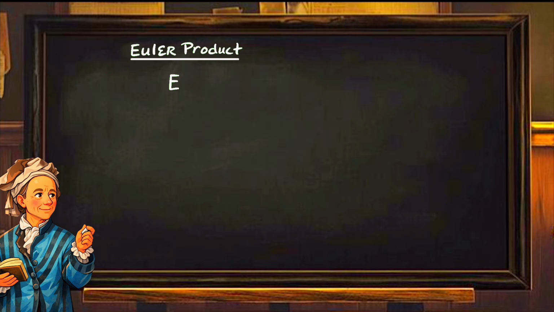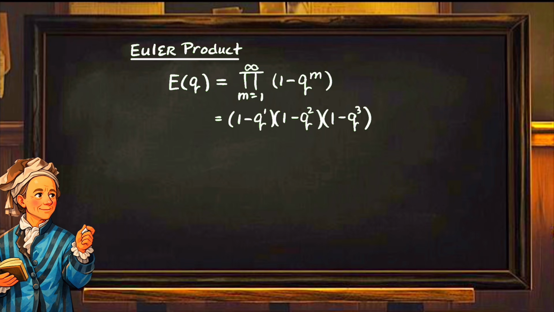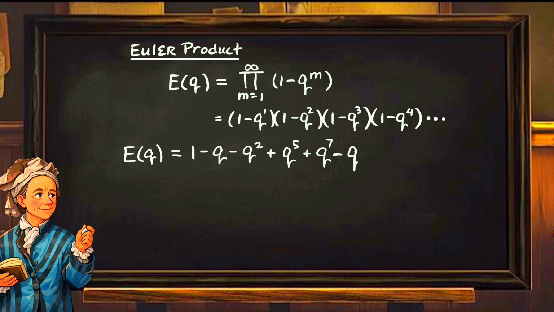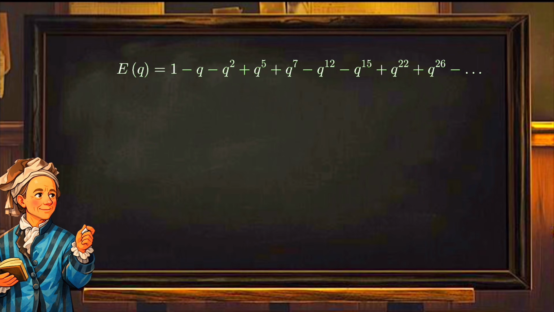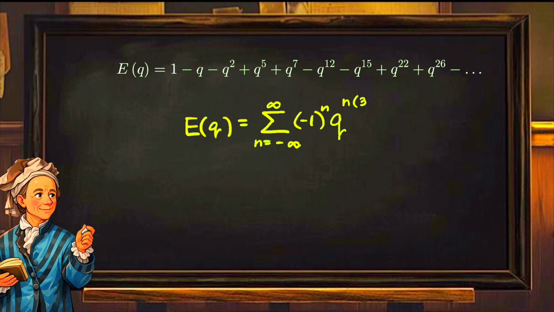Shifting our attention to another one of Euler's creations, the Euler product. At first glance, this expression seems almost too simple to be interesting, just an infinite list of factors. But Euler wondered something curious: what happens if I actually multiply it out? What becomes evident is the absence of certain powers of Q. In fact, a pattern begins to reveal itself in the exponents. You see, the exponents form a sequence.